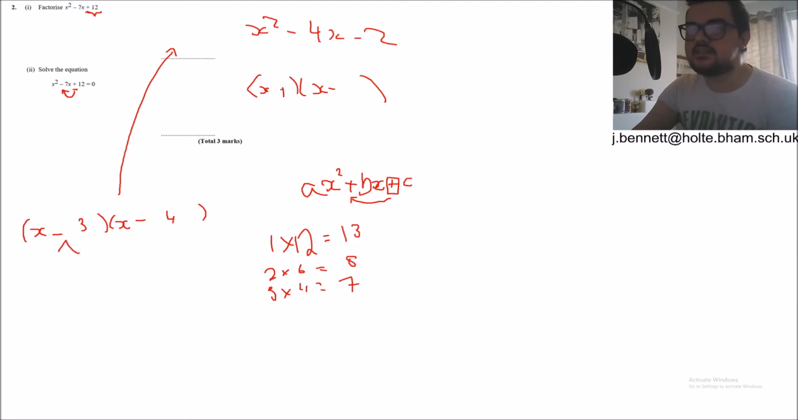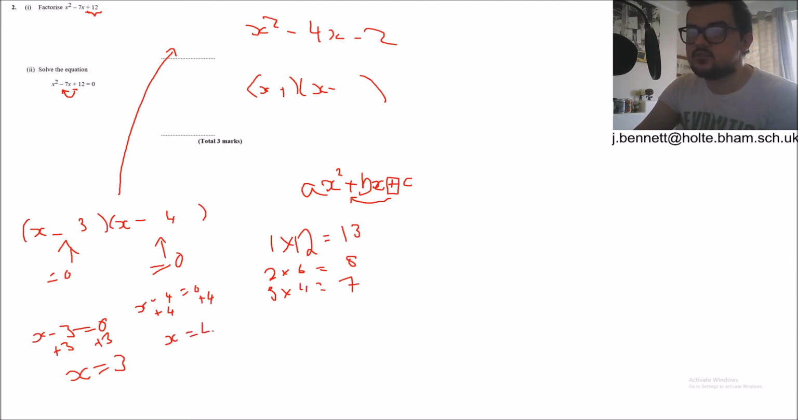We let each of these things equal 0. So we do x minus 3 equals 0. We add the 3 to both sides, and we get x equals 3. We do the same with the 4. x minus 4 equals 0. We add 4 to both sides. We get x equals 4. So our solutions are 3 and 4.